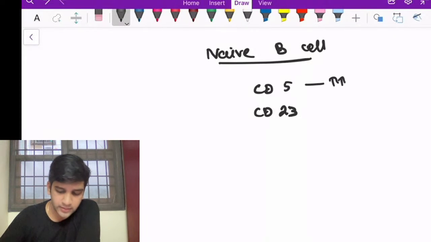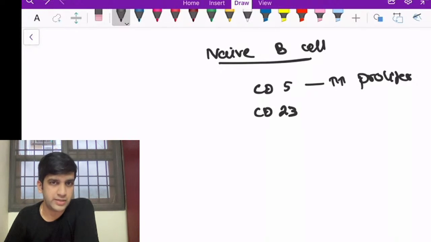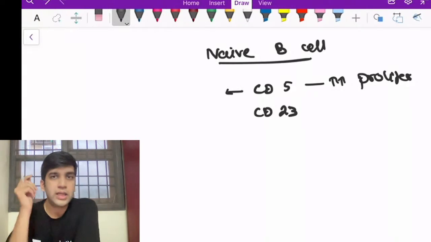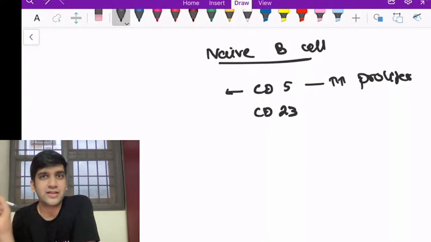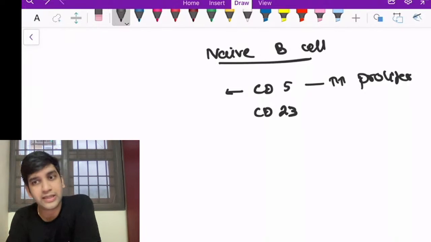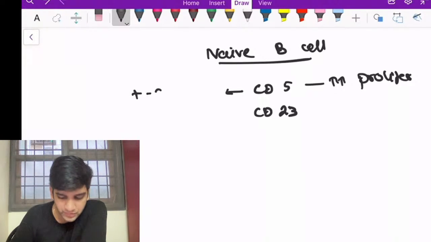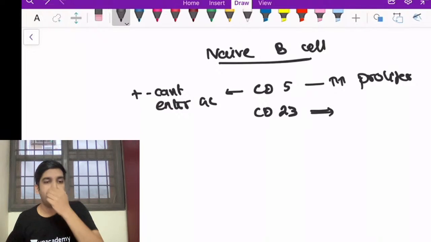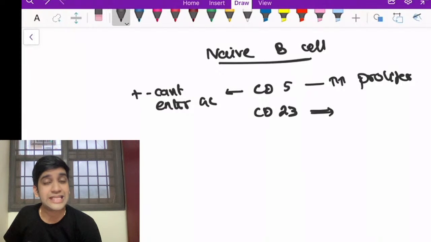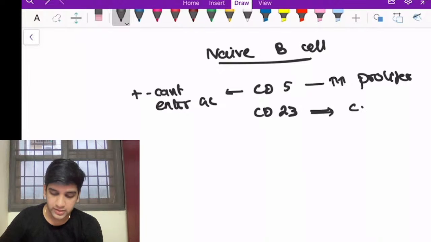CD5 is going to help in the proliferation of B lymphocytes. It helps in the multiplication or proliferation of B lymphocytes. CD5 has one more role. If CD5 is present, a B cell cannot enter a germinal center, right? It's like a ticket. Only if it is absent will it enter a germinal center. If it is present, it can't enter the germinal center. That's the thing here. For CD23, there's only one function. If CD23 is present, a cell cannot enter the inner mantle zone, right?